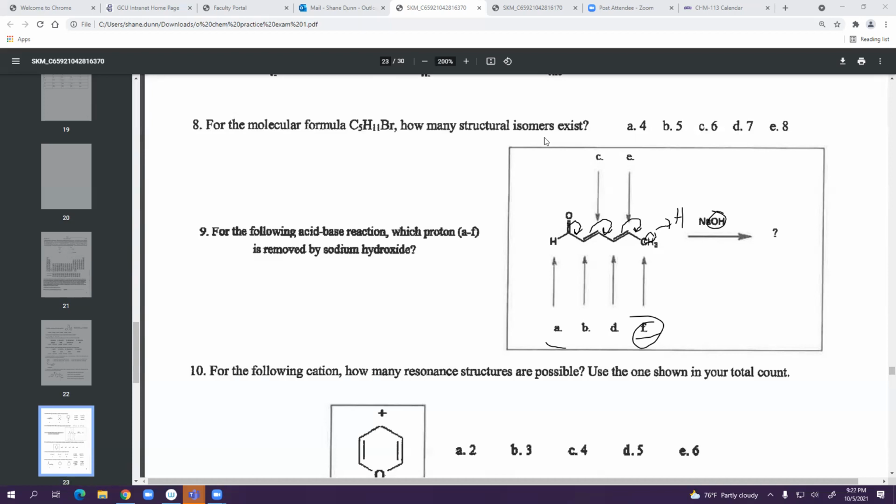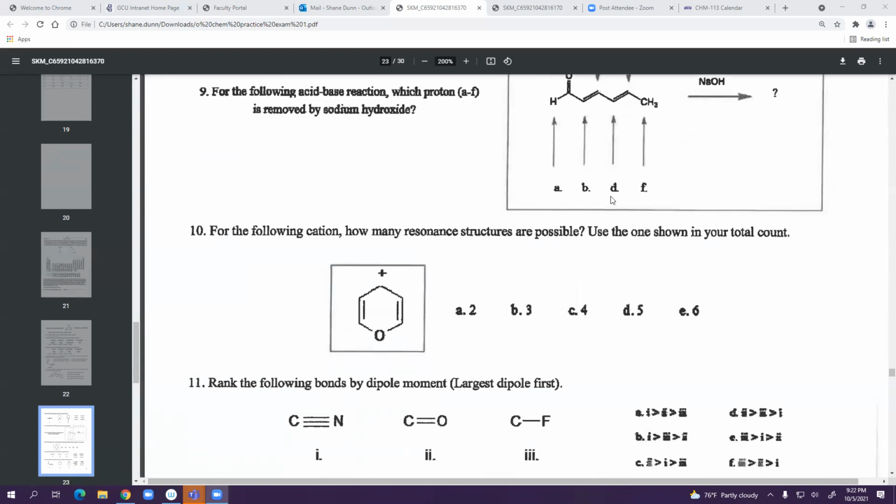Does that make sense? Why can't it kick off the H right there? It can, it could, but more pulls on the other one, right? Because it could move the bond, it could technically, that is an acidic H, right? Yeah. But this one's just more acidic because of these bond placements, because that one has more resonance structures going in this direction than the other direction. That's why F is the answer.